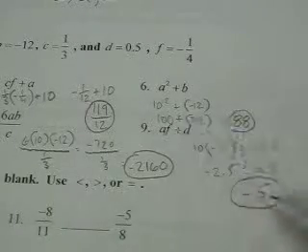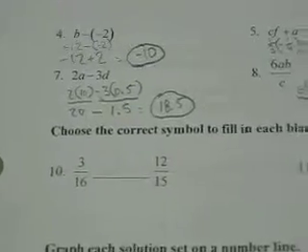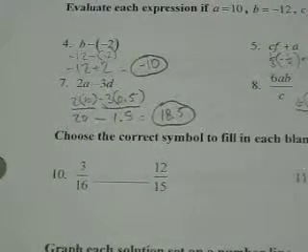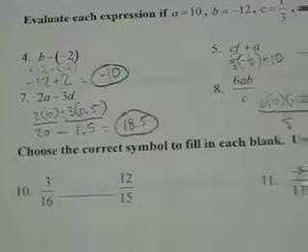So number 9 would be -5. Moving on to the next section, it says choose the correct symbol to fill in each blank. Use less than, greater than, or equal to.